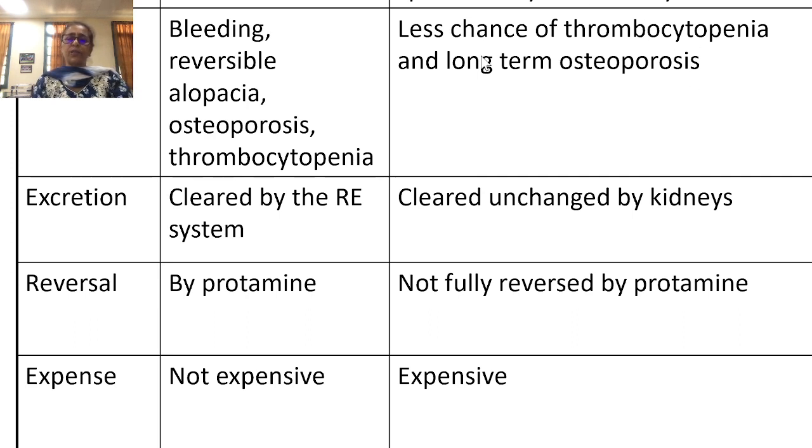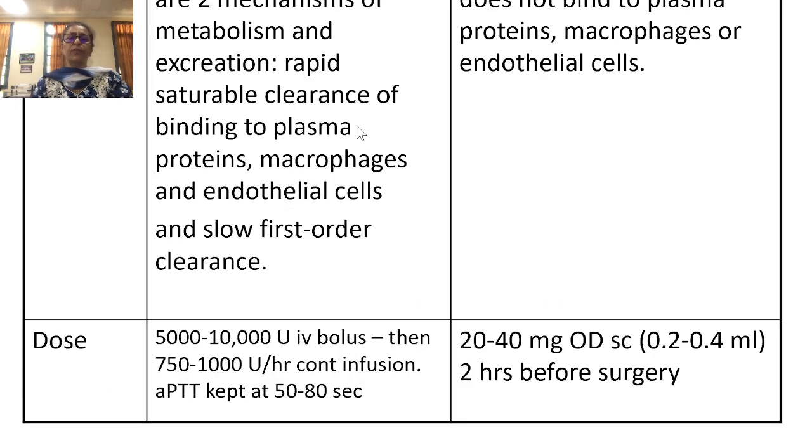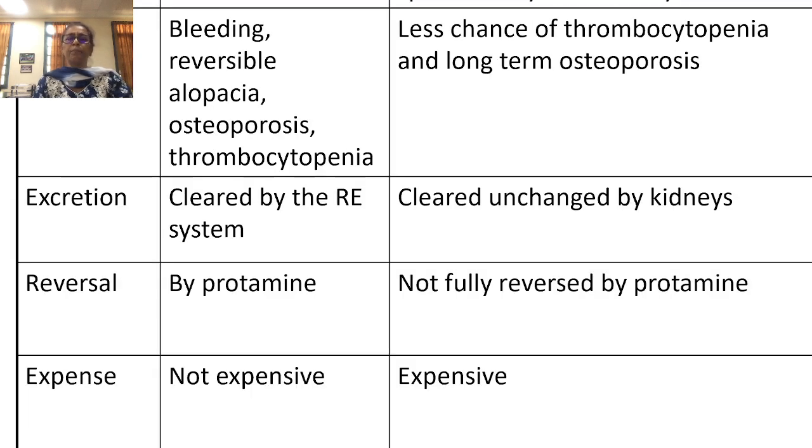Now the adverse effects with heparin: bleeding can occur, reversible alopecia, osteoporosis, and thrombocytopenia can occur, but these side effects are lesser with low molecular weight heparin. There is less chance of thrombocytopenia, but on long-term use osteoporosis can occur even with low molecular weight heparin. Low molecular weight heparin is excreted unchanged by the kidney, whereas high molecular weight heparin is taken up by the reticuloendothelial system.